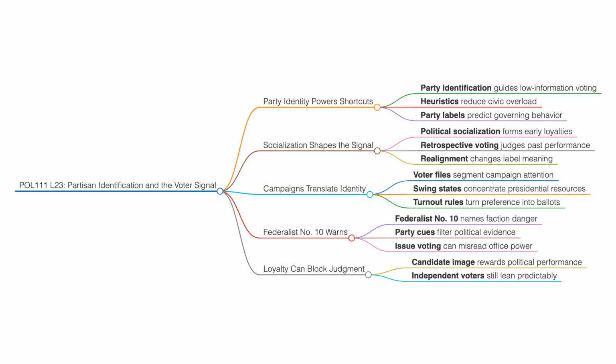Party cues also operate inside larger historical shifts. Realignment changes the content attached to a label without destroying the usefulness of the label itself. The New Deal coalition, Southern partisan conversion after civil rights conflict, suburban movement, evangelical mobilization, union decline, and education-based sorting all change what party names signaled. The label stayed short. The social meaning behind it kept moving.